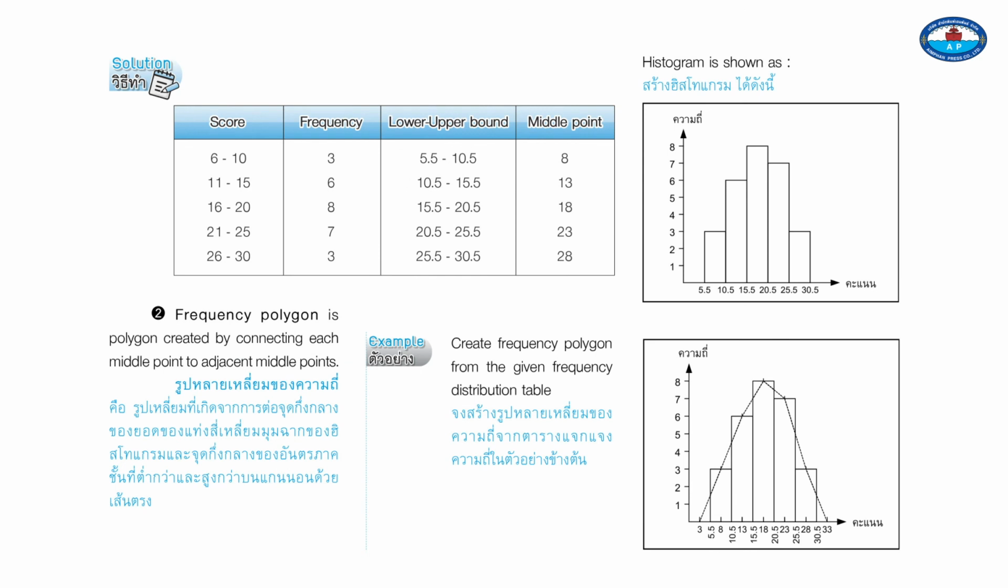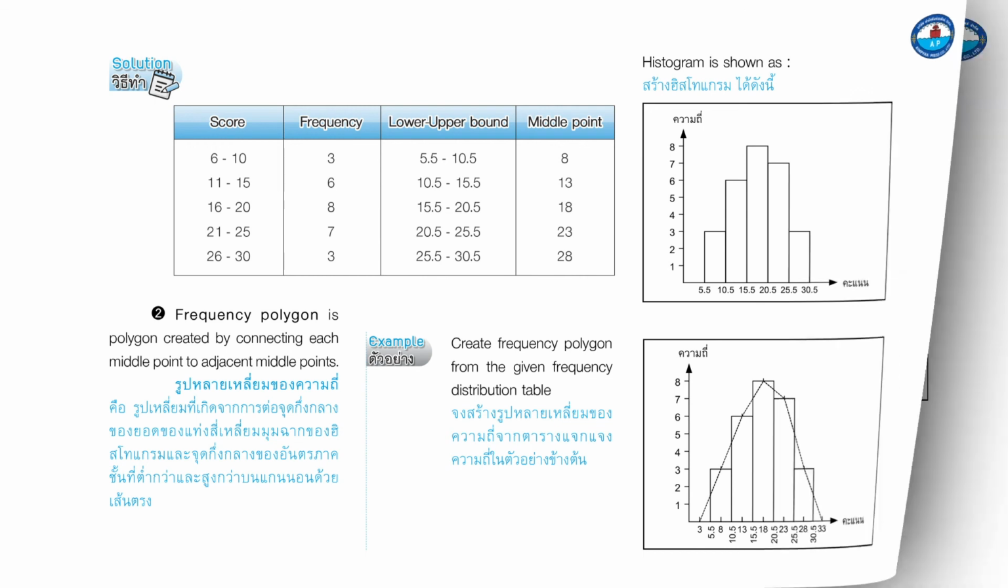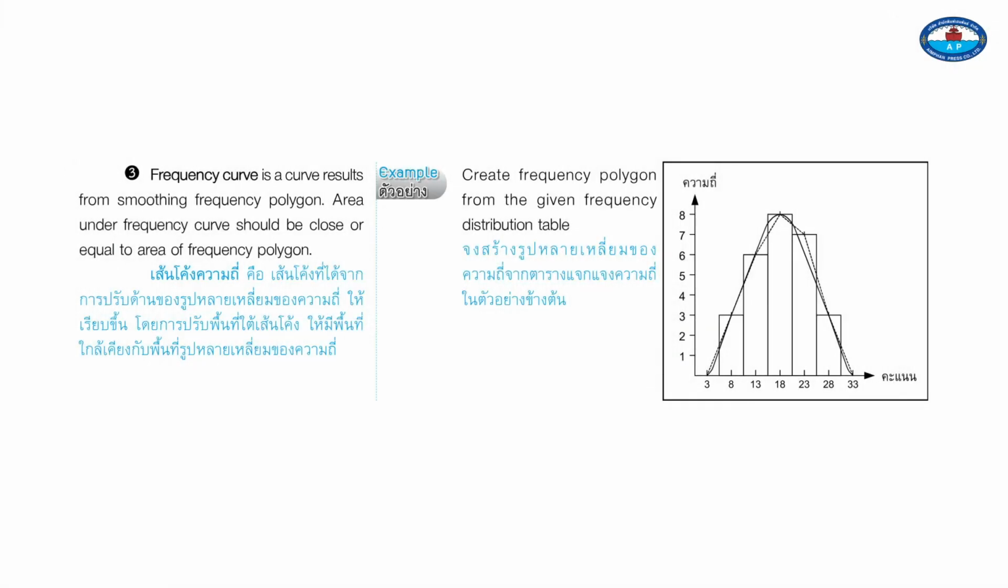2. Frequency polygon is a polygon created by connecting each middle point to adjacent middle points. Example, create frequency polygon from the given frequency distribution table. 3. Frequency curve is a curve that results from smoothing frequency polygon. Area under frequency curve should be close or equal to area of frequency polygon. Example. Create frequency curve from the given frequency distribution table.